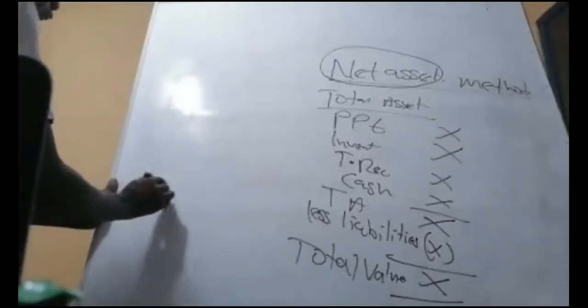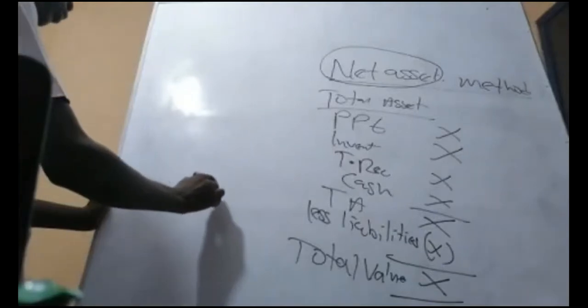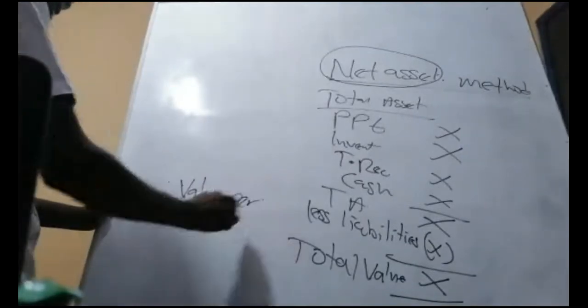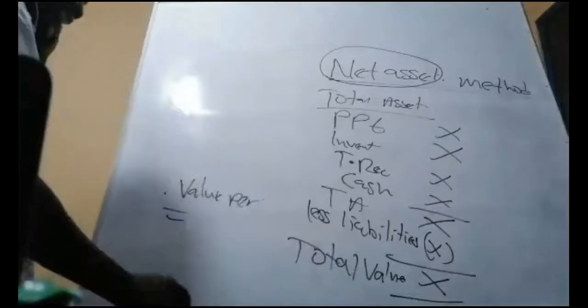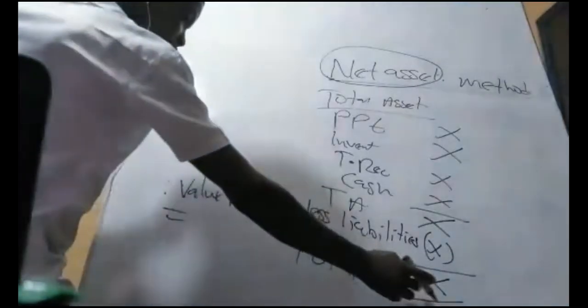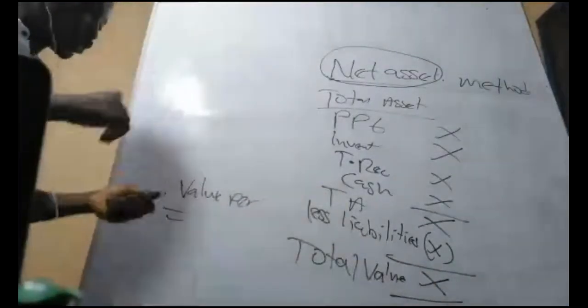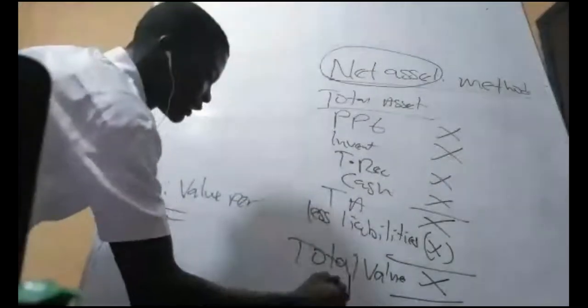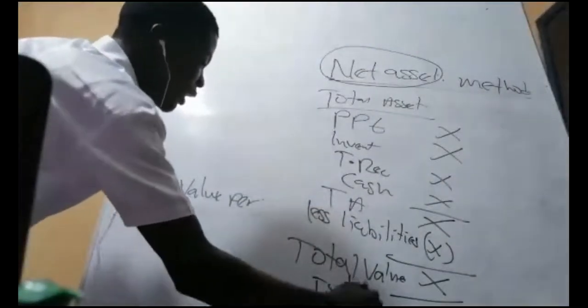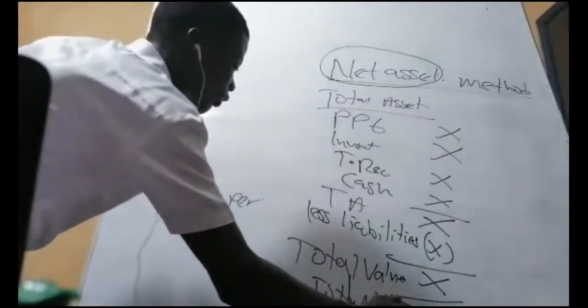What if you want it per share? If you want it per share, let me do that one here. It's a continuation. Therefore, the value per share under this method will be the total net asset. That's the total value. This figure is the same as the total value, which is the same as the total net asset. Good.